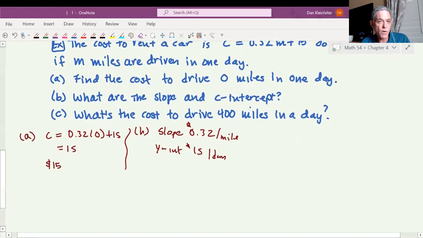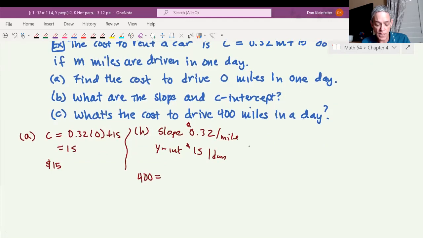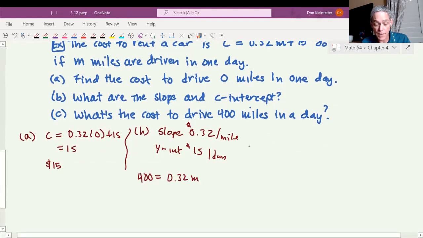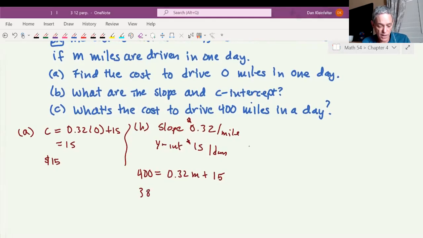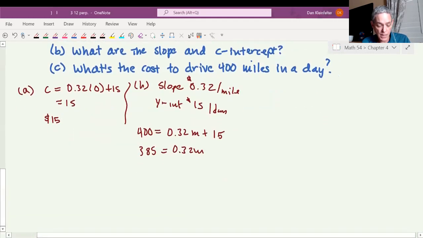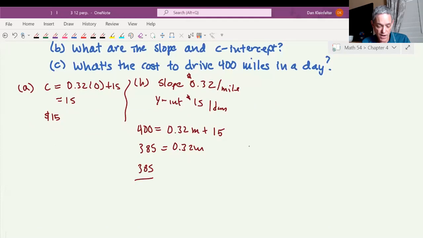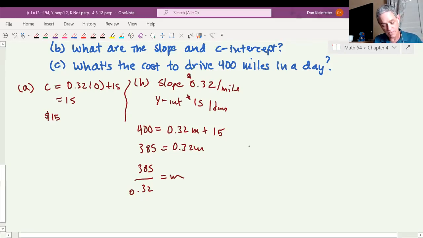Okay, the cost to drive 400 miles in a day. There we'll set the cost equal to 400 and solve for M. Okay, so that is the setup. So we'll have 385 is equal to 0.32 M. And we'll divide our 385 by 0.32 to find the number of miles. So let's do that. And that's about 1,203.